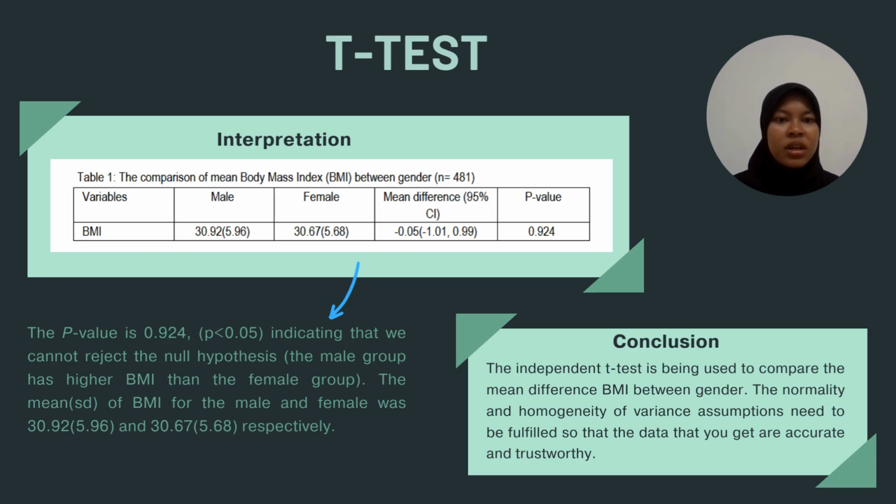Okay, for the conclusion, the independent t-test is used to compare the mean difference between BMI and gender. The normality and homogeneity of variance assumptions need to be fulfilled so that the data you get are accurate and trustworthy. For the t-test, we have to choose a dependent variable which is numerical, and an independent variable which is categorical with two categories, so that from the IV and DV we can apply the t-test. So that's all for me.